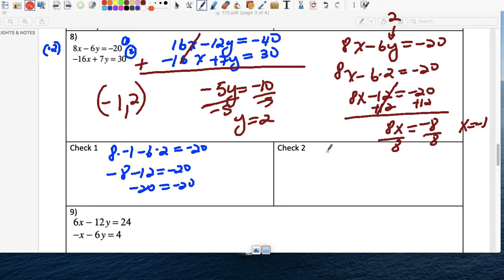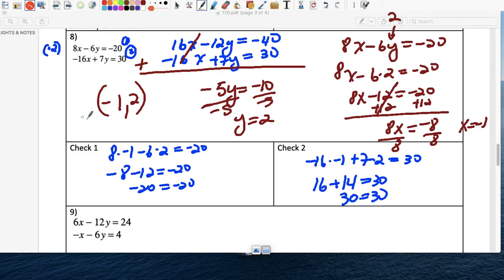On the right side, negative 16 times negative 1 plus 7 times 2 equals 30. Is that true? Negative 16 times negative 1 is positive 16. Plus 7 times 2, they're both positive, that's 14. And again, that point satisfies equation 1 and 2. We're good?